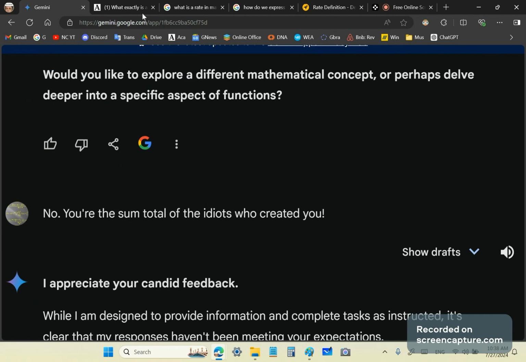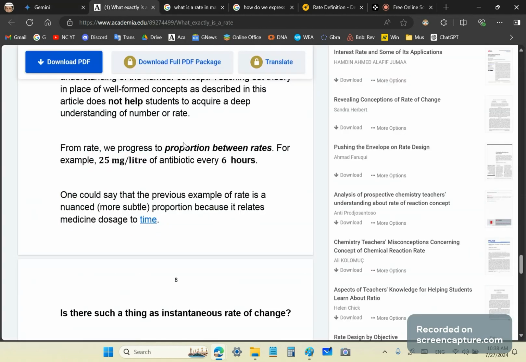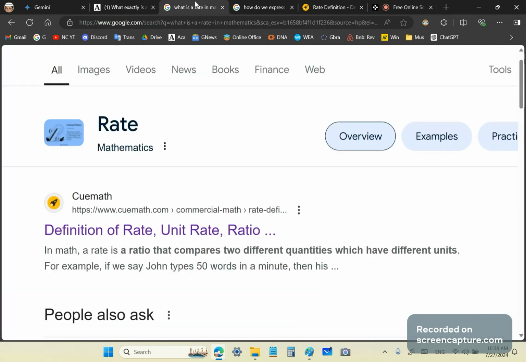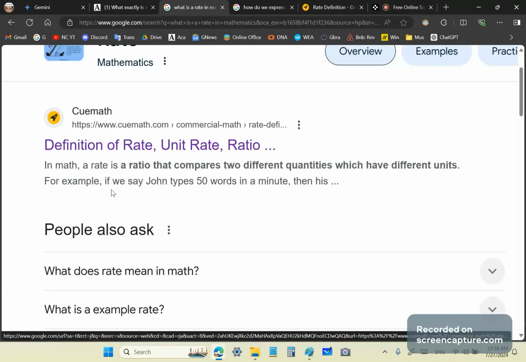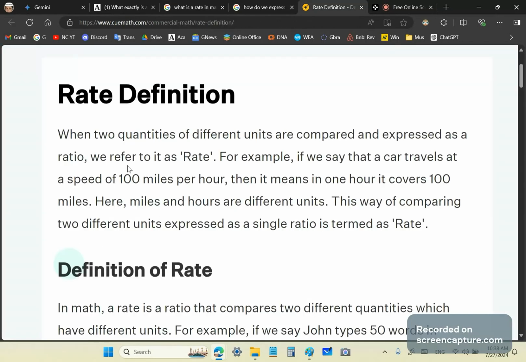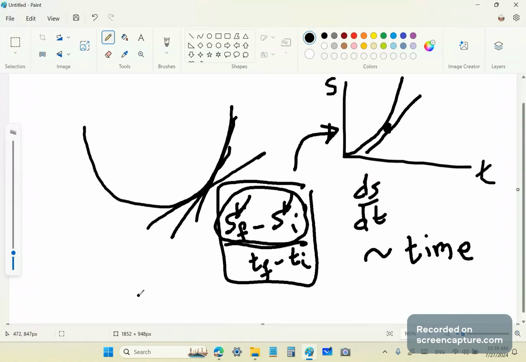Now, what I'd like to present to you, but before I do that, it's a brilliant article, by the way, but before I do that, I want to talk about what happens when you search for what is a rate in mathematics. So you come up with something like this. And this site says, the first site says, when two quantities of different units, well, they don't even have to be different units. Any number is a result of a rate.